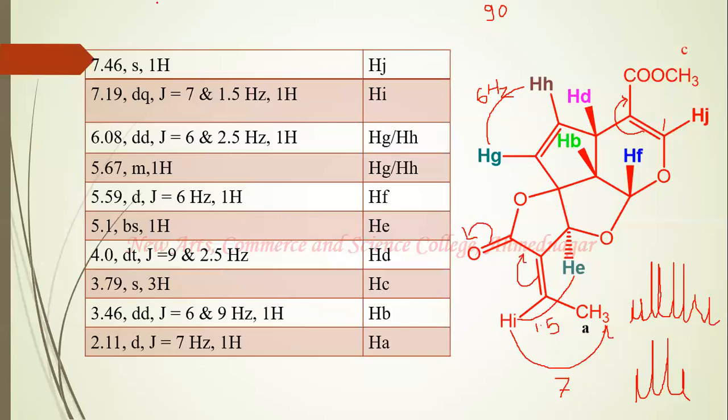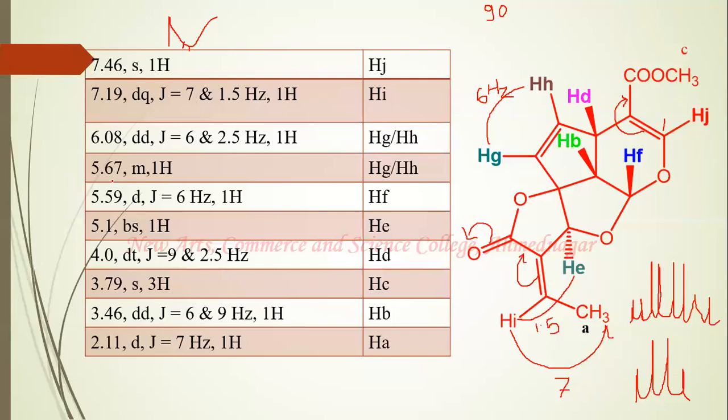If you remember, this type of graph was there, and for 90 degrees it had 0 coupling constant value. So angles which are very close to 90 degrees will have a very small coupling constant value of 1 to 2 Hertz. So HH will couple with the HD proton with a small coupling constant value. So here it is not clear, so I have assigned these as Hg or HH proton.